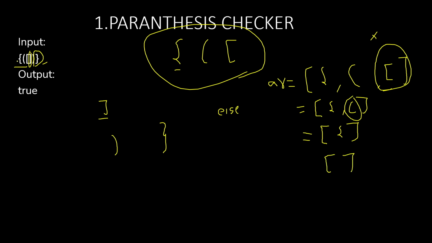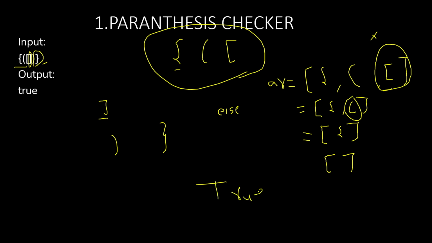Now we have iterated the whole array. Now there is no element remaining here. After iteration, there is no element remaining in the temporary array. That means all the elements have been cleared. That's why it is a balancing parenthesis. So in this case, we get the value true here.